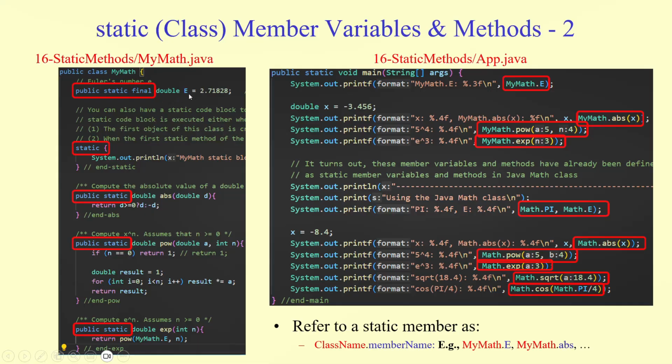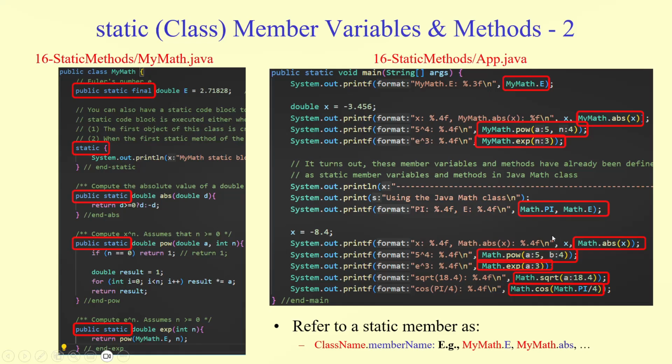For example, in order to refer to e, we say mymath.e because we know that e now belongs to the class. Also, to make a call to any of these functions that are marked as static, like abs, power, exp, I have to say mymath.abs, mymath.pow, mymath.exp. Again, these are not member functions that belong to an object of this class anymore. They belong to the class itself.